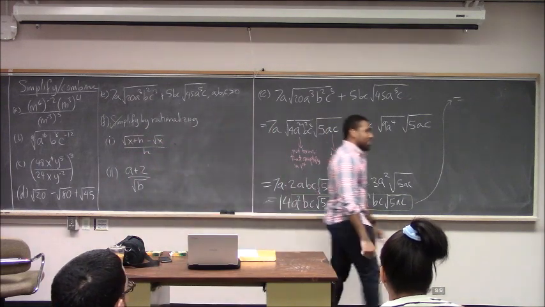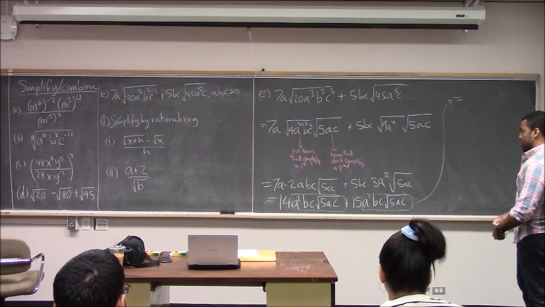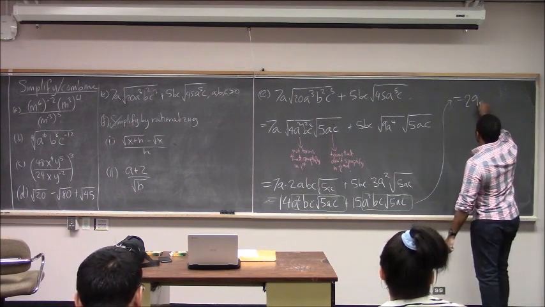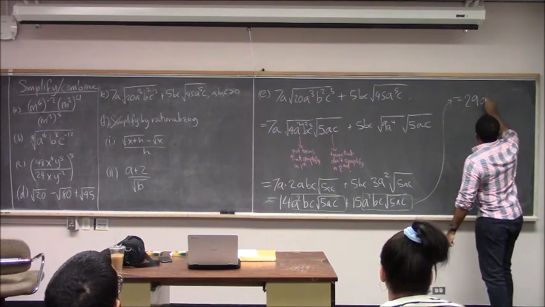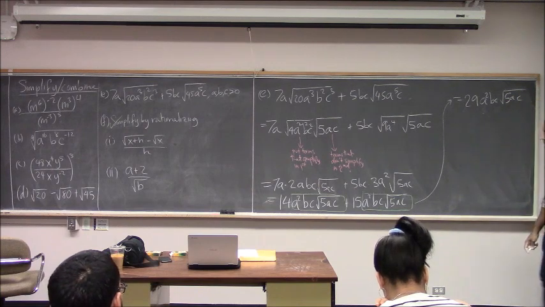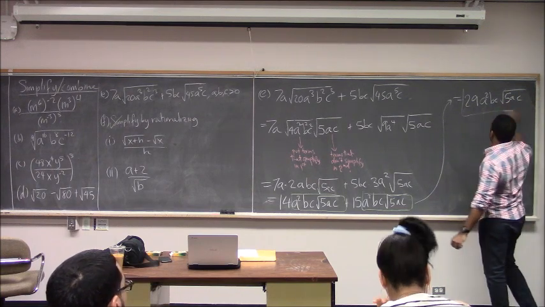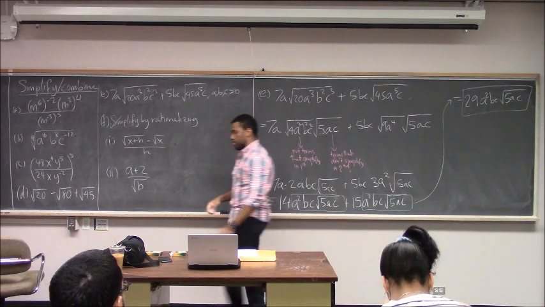I don't know how many fruits we're going to go through today, but ultimately, you add those 3, you get 29 times this whole thing, a squared bc 5ac. And that would be your answer. Right? But this step is a nice way to break down something like this.